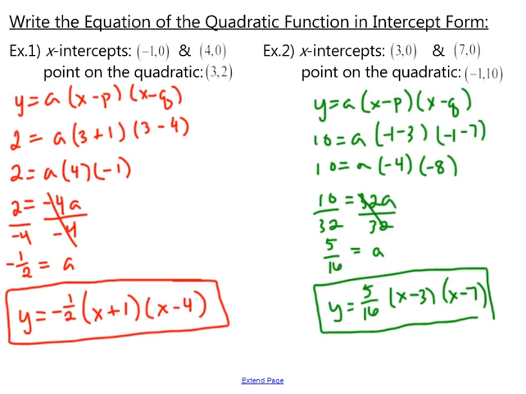So hopefully you got an answer of y equals 5 over 16 times x minus 3 times x minus 7. So again, make sure you're substituting all your values into the correct places, and then carefully doing your algebra work, carefully simplifying your fraction, and then having all the information you need in your final equation.